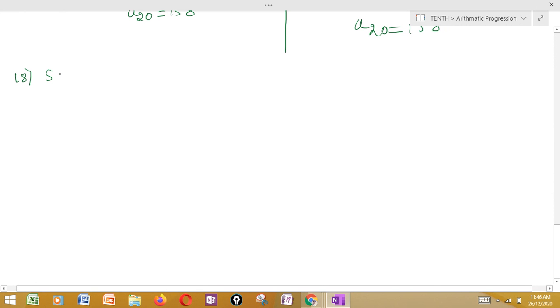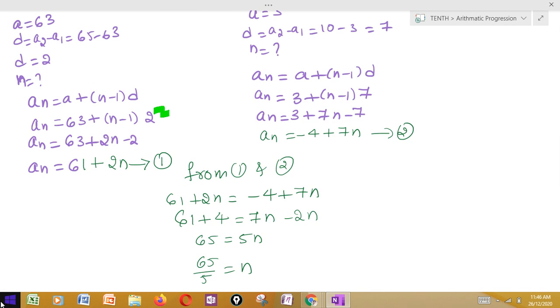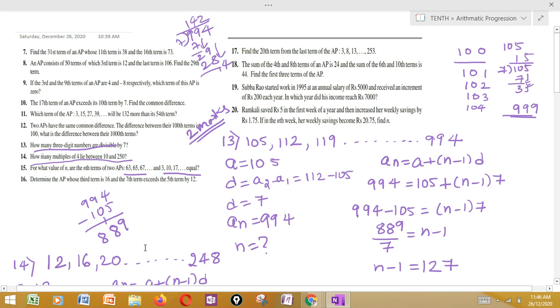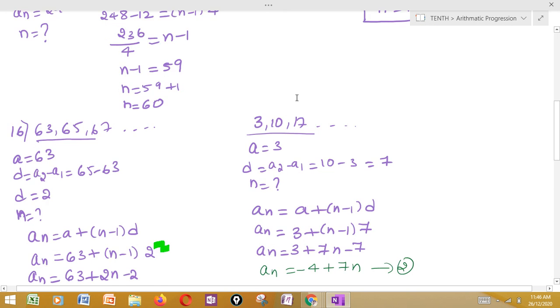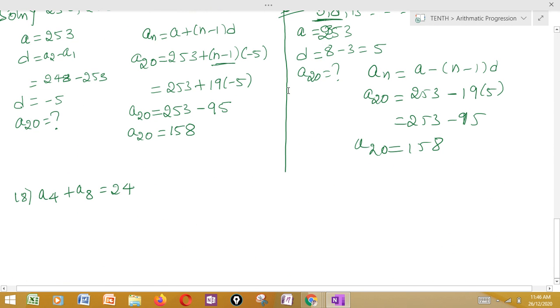Sum of the fourth term and the eighth term means a4 plus a8 is 24, right? The next thing is the sixth and 10th term. The sum of the sixth term and the 10th term is 44, that is a6 plus a10 is equal to 44. We need to find the AP, the simplest question.